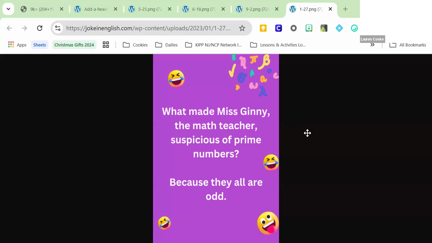Okay, here I am back with the joke. What made Miss Ginny, the math teacher, suspicious of prime numbers? Because they're all odd except for one, which is the one prime number that is not odd. There is only one prime number that's not odd. So definitely some bonus points if you can write it in the thoughts and questions and conclusions area.